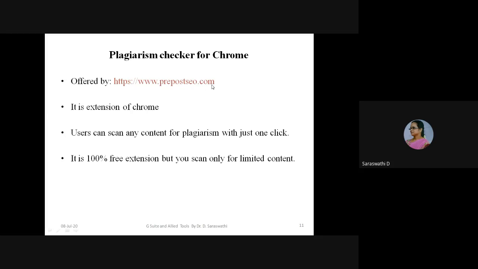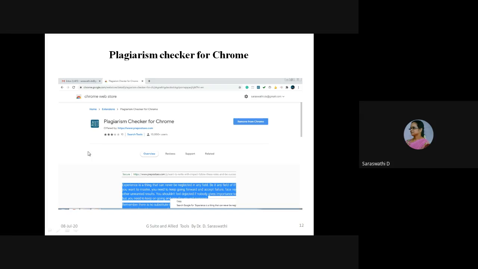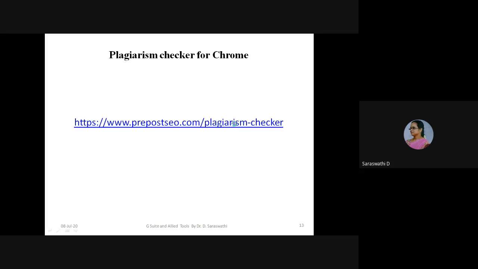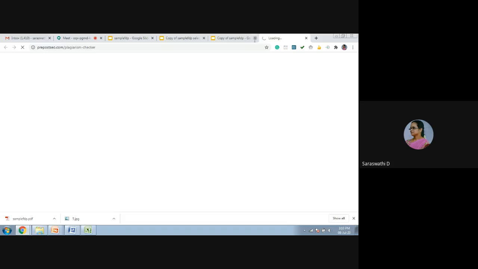And the next one is the plagiarism checker for online, which is offered by prepostseo.com. It is also a Chrome extension. So using this extension, you can scan the content for plagiarism with just a single click. It is a 100% free extension. You can scan only limited content. So now see how it is working. That is a plagiarism checker. You just include it. Let's see how it is working.